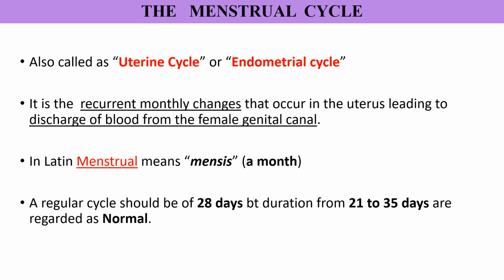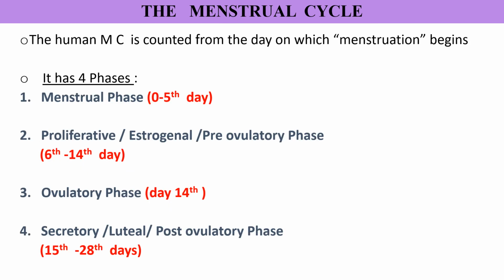A regular menstrual cycle should be of 28 days, but a duration from 21 to 35 days is also regarded as normal. A cycle of less than 21 days or greater than 35 days is considered abnormal. The human menstrual cycle is counted from the day on which menstruation, that is bleeding from the vagina, begins.